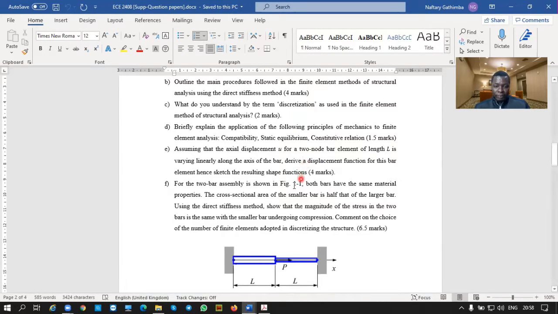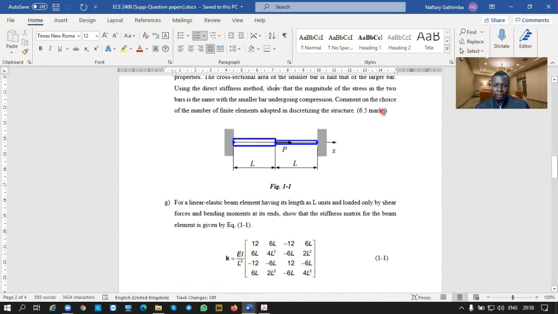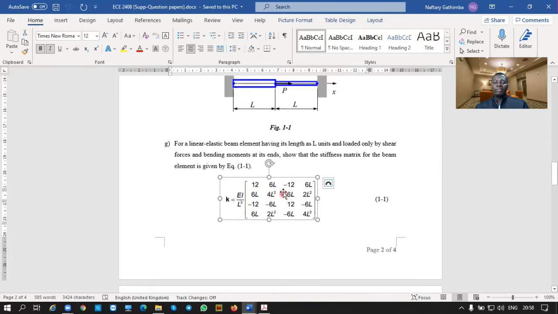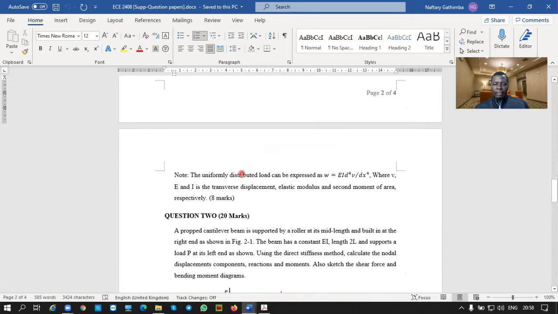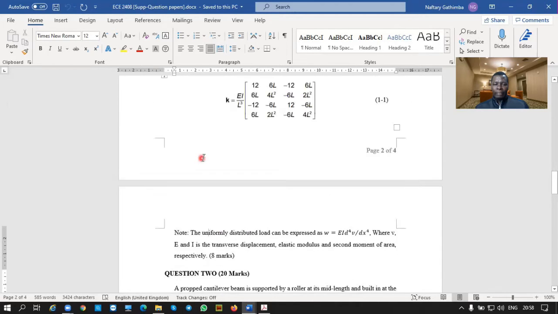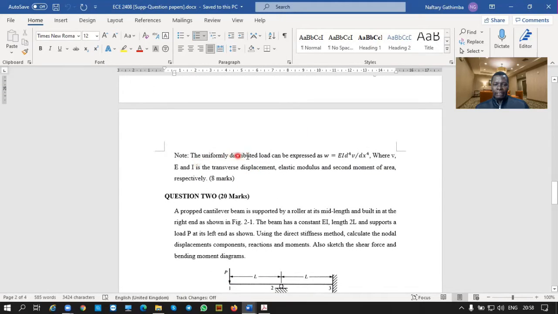All right. And then a simple one. This one is solved in the class. Two-bar assembly, 6.5 marks. Again, a repetition, driving the beam. In this period now, what I did, you are not given the shape function. What you are given is that the UDL can be expressed as this, flexural rigidity times the fourth derivative of the displacement.